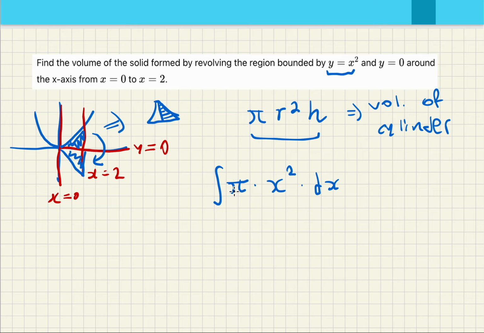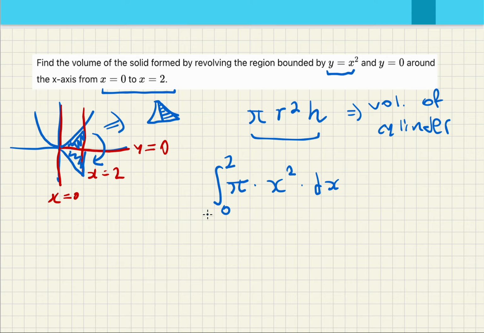Now you might be thinking, what are the lower and upper bounds for this integral? The lower and upper bounds are given to us. It's actually from x equals 0 to x equals 2, and that's basically where the figure ends. So it starts at x equals 0 and it ends at x equals 2, and so those are our bounds. Our lower bound is 0 and our upper bound is 2.